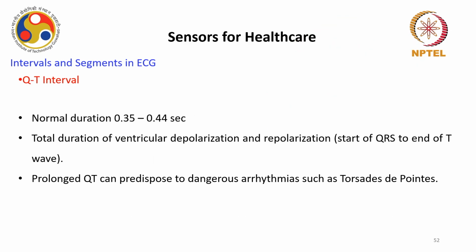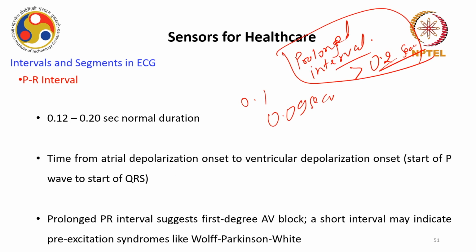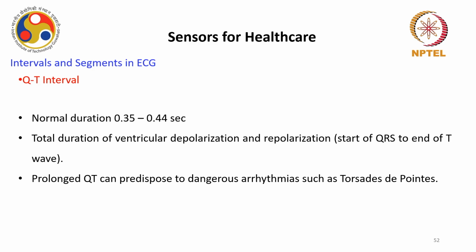Then you have the QT interval, which is usually larger than the PR interval, because we have already seen that in the discussion of the electrical pulses. The normal QT interval is around 0.35 to 0.44 seconds. It covers the total duration of ventricular depolarization and repolarization, from the start of the QRS to the end of the T wave. A prolonged QT interval can predispose to dangerous heart conditions like arrhythmias.